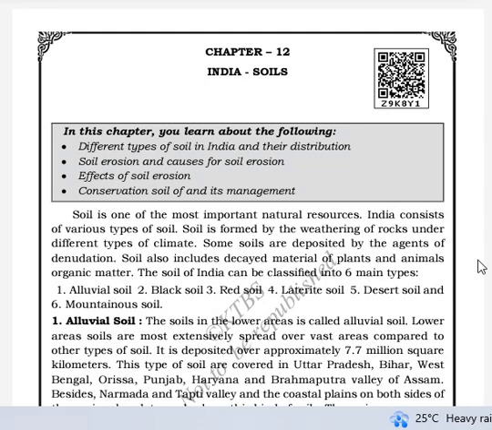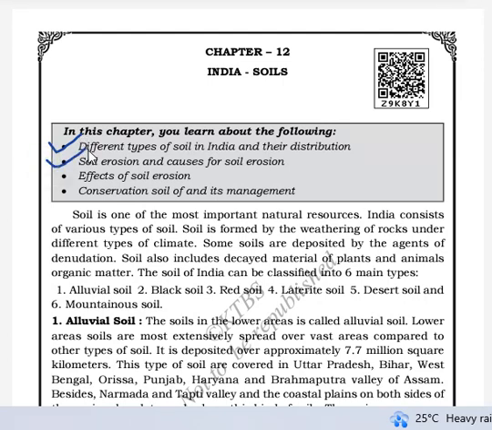So let's read about the chapter India soil. In this chapter, first we are going to read about the different types of soils which are found in India, and in which regions, in which states, in which area they are distributed, that we are going to read. We have different types of soils like red soil, alluvial soil, black soil. About those soils we are going to read in this chapter.